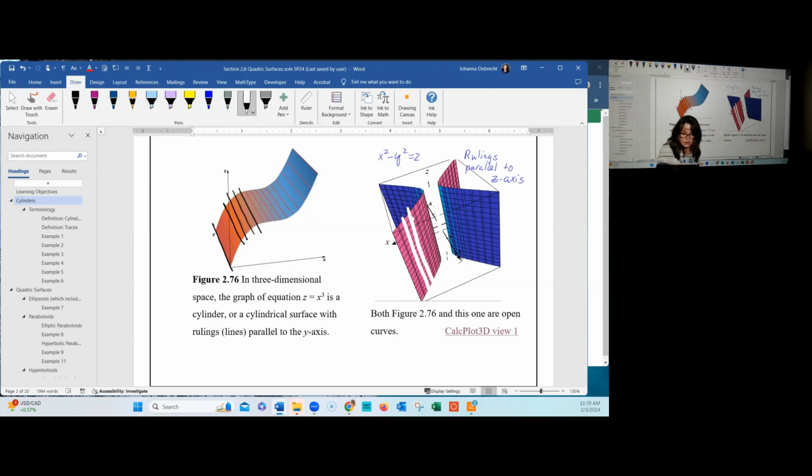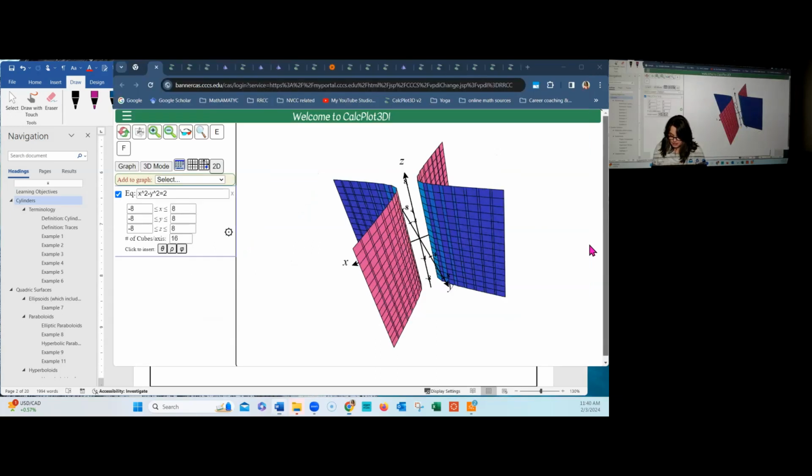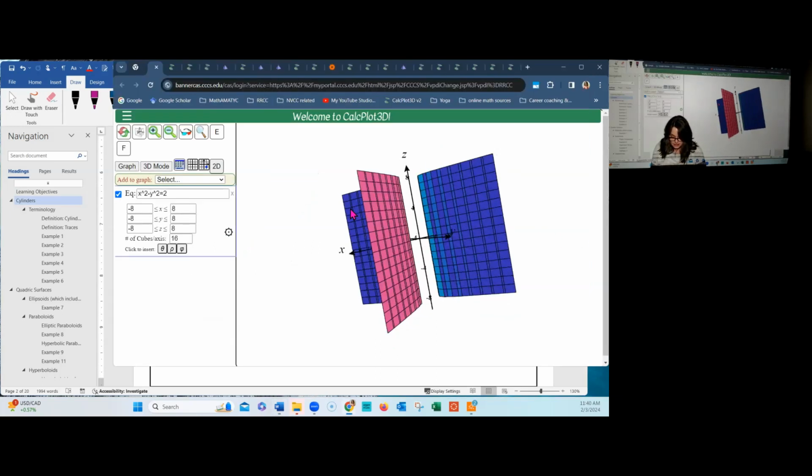Well, that didn't work out too well. I kind of knocked out my entire z-axis, so parallel to the z-axis, which is right there. Let's go ahead and take a look at this one. This is based on a hyperbola. So you can see this right here.